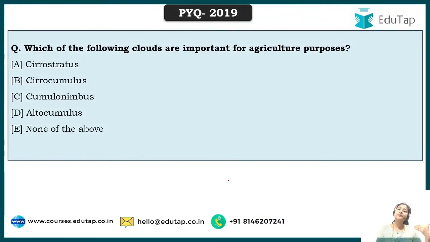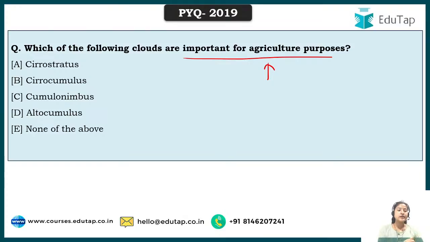Now we'll go for some previous year questions. This one says: which of the following clouds are important for agriculture purpose? It is all about your understanding of the question. We already have covered this topic, but this question is not direct. You have to look at which type of cloud could be important for agriculture purpose. In agriculture, what is required? Rain. So whatever cloud brings rain would be of importance for agriculture, right?